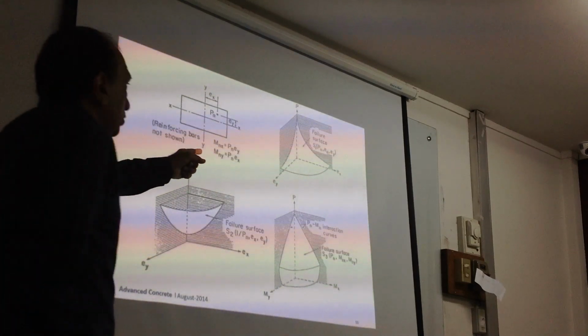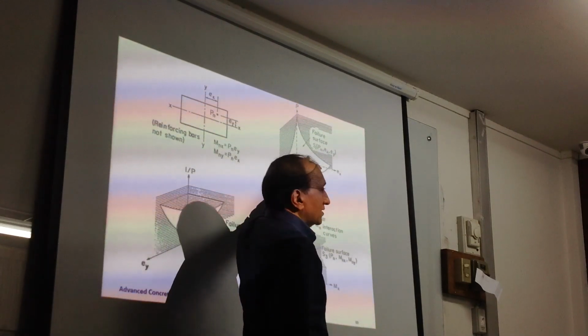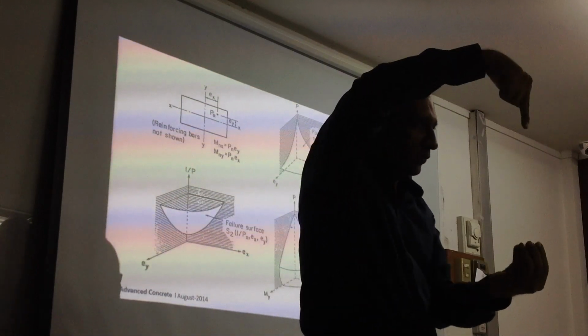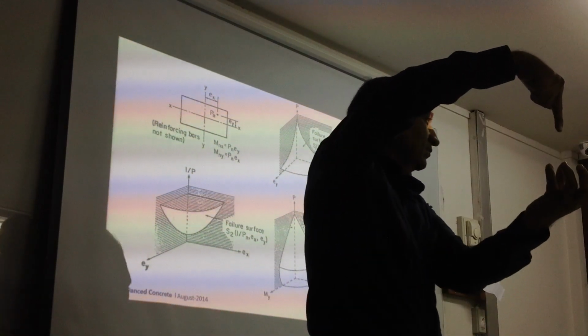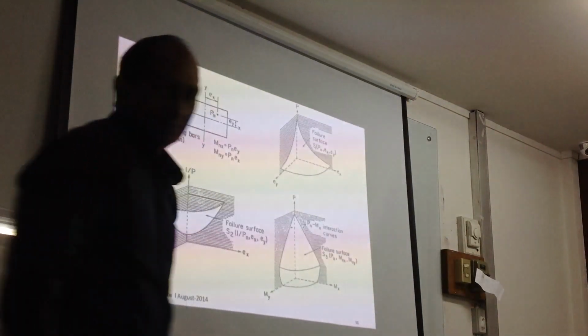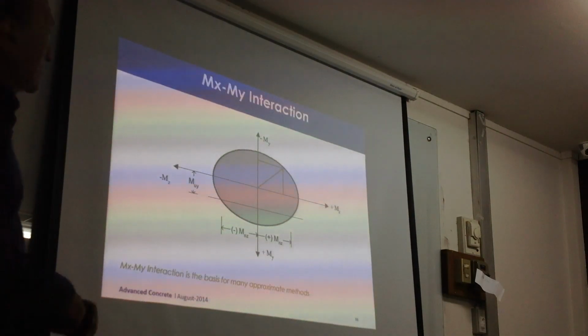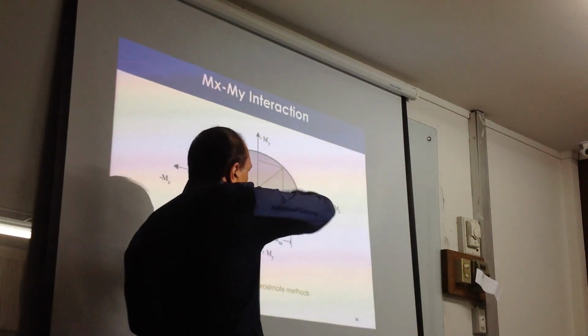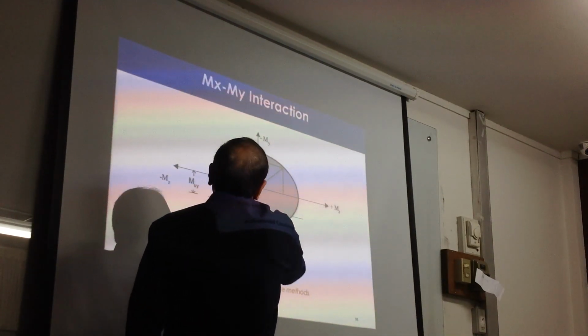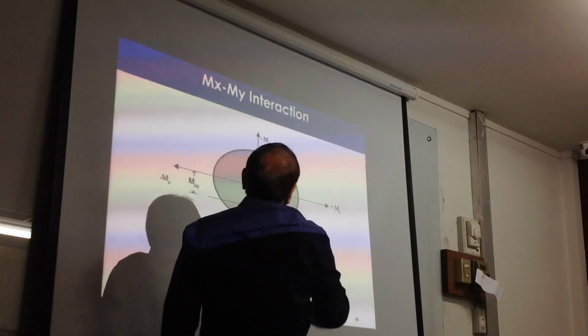These are useful to find out the maximum eccentricity, if you are not talking about the moment but rather a load. You want to put the load somewhere, then you know how far the load can or cannot go directly. This is a way to look at the moment interaction. We have talked about this: positive moment, negative moment, Mx, My, and then we plot from there.